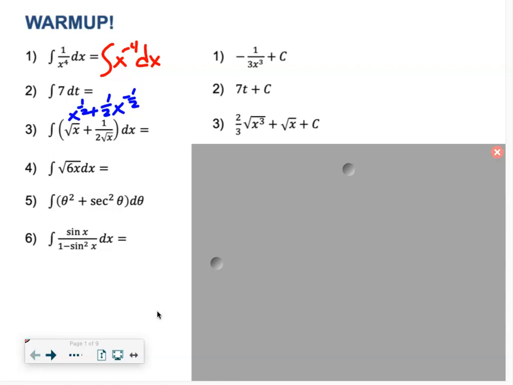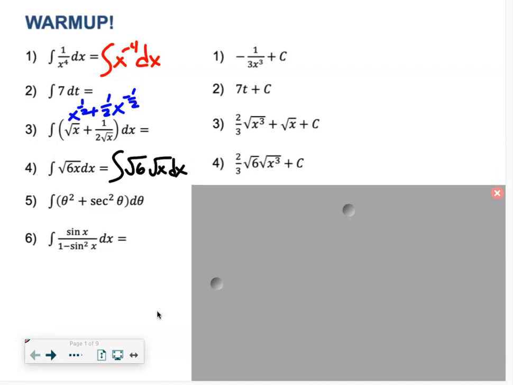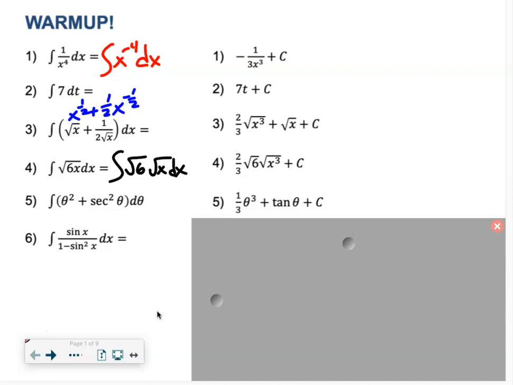Either one is fine. Square root of 6x is tricky. You have to break it up and think of it as root 6 times root x. So then root 6 just becomes a coefficient, and then you just anti-differentiate the x to the 1/2. So your answer is 2/3 root 6 x to the 3/2 plus c. The next one, the antiderivative of theta squared is just 1/3 theta cubed. The antiderivative of secant squared, you have to think what function has secant squared as its derivative, and that would, of course, be tangent. The last one requires a little work.